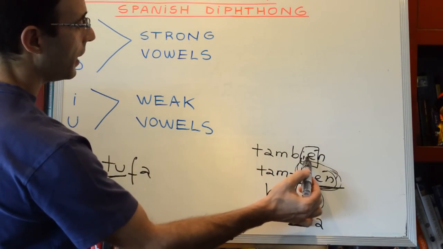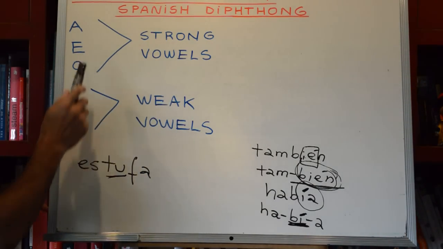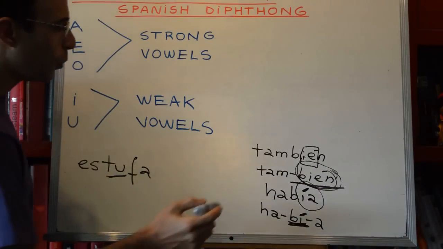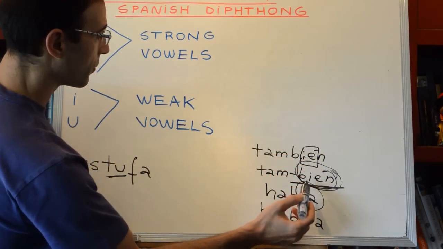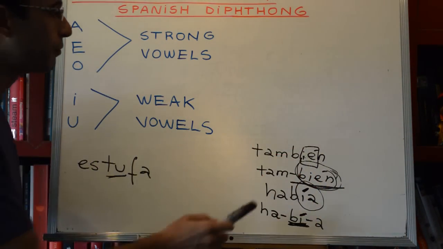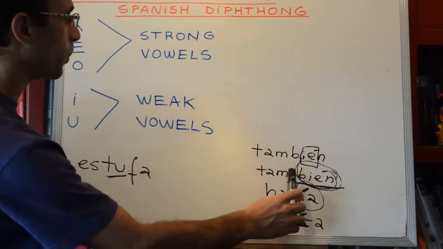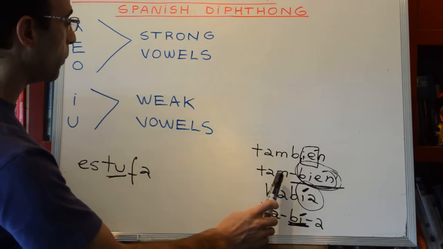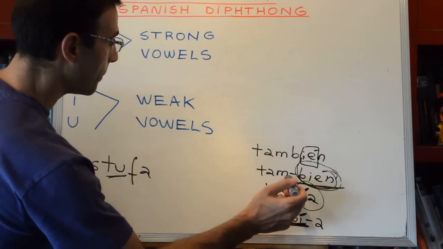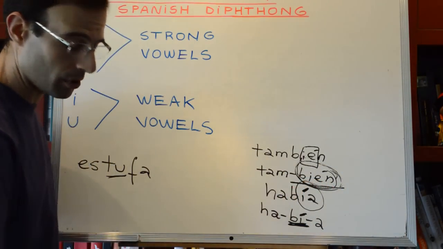También, we have I and E. I is a weak vowel. E is a strong vowel. We cannot separate this in syllables because I is weak and cannot be separated from vowel E, right? So, when we separate in syllables, we separate it: Tam, bien, right? This is all one single syllable.